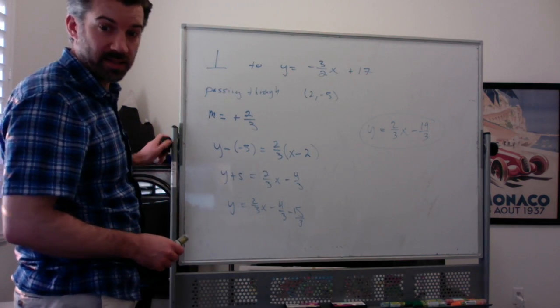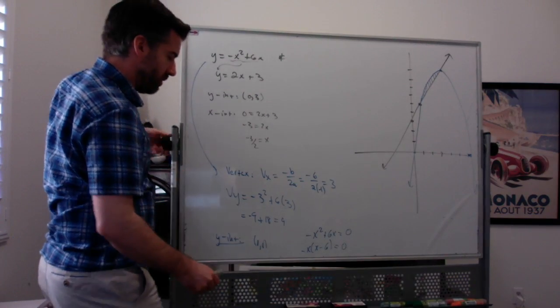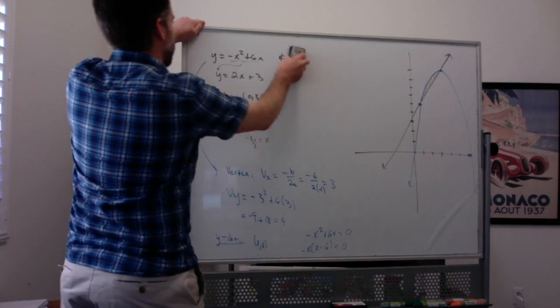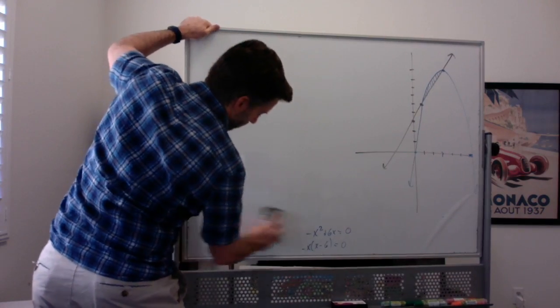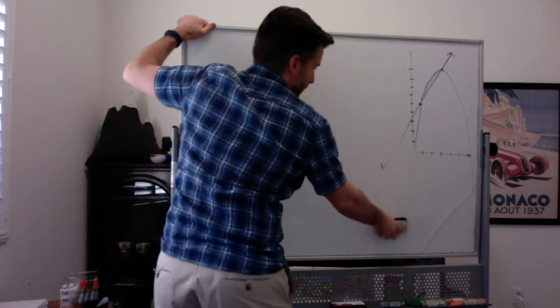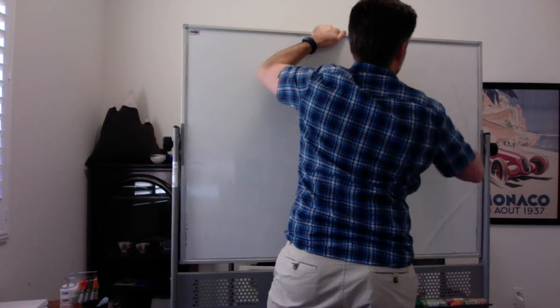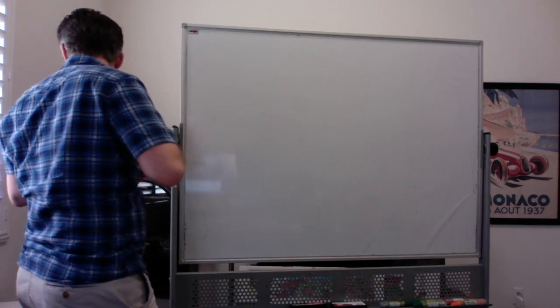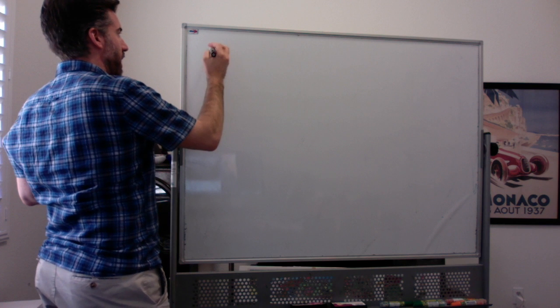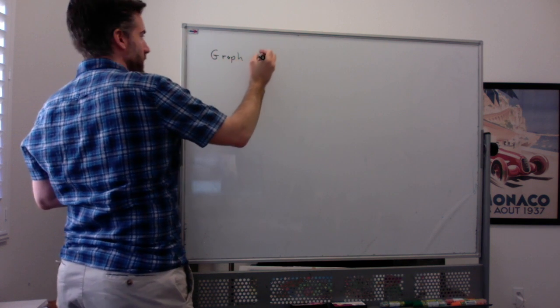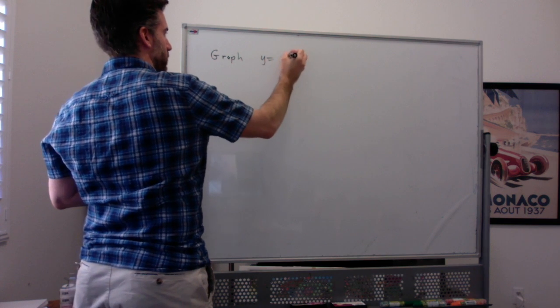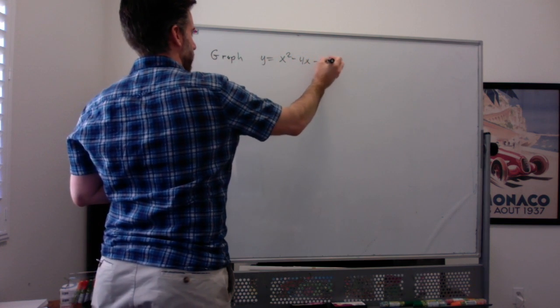All right, let's look at the last example. This last example is not so important. I don't think we often graph parabolas using the completing the square method, but we do complete the square for other things. And so it's kind of nice to talk about it in this context. So use completing the square to graph y equal to x squared minus 4x minus 5.